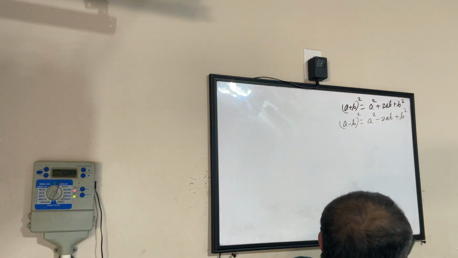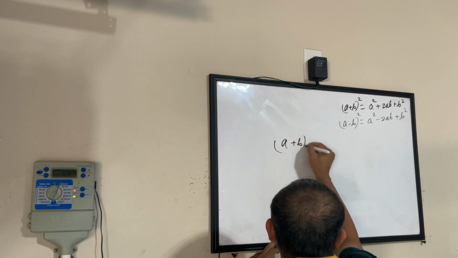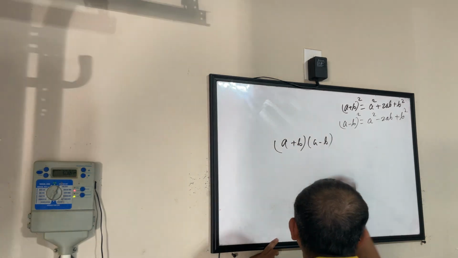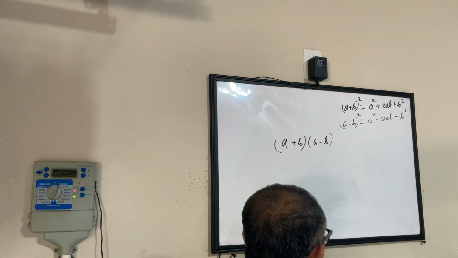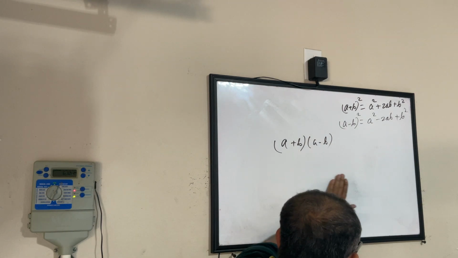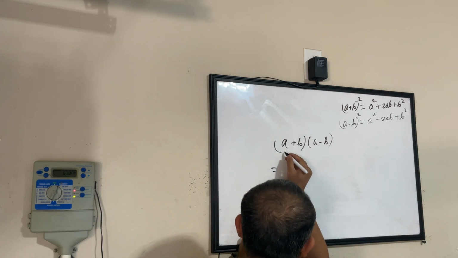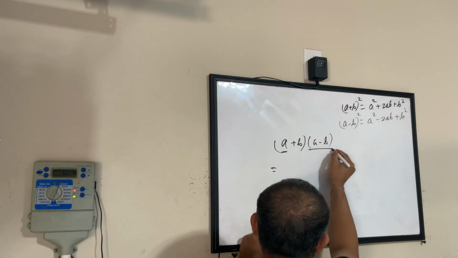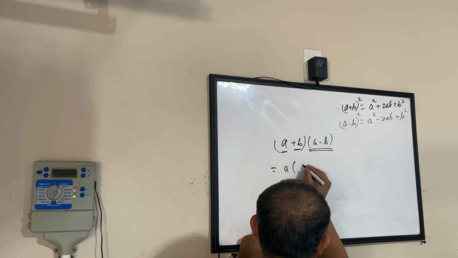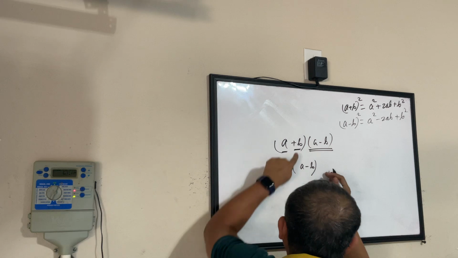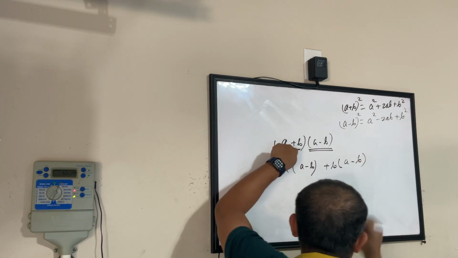Alright. Now, the third one was A plus B into A minus B. Nothing different. Same old stuff. It's just a matter of getting your hands dirty. See? This is how I get my hands dirty. What I do, I pick this number, multiply with the whole thing. Pick this one, multiply with the whole thing. That means A into A minus B, and then I have a plus B, so plus B into A minus B.